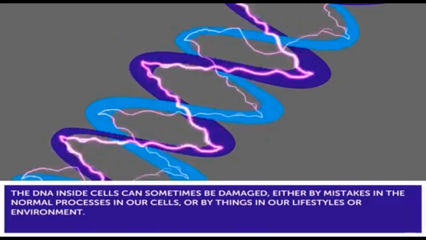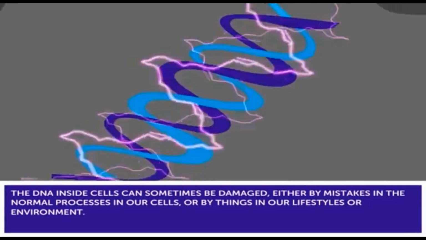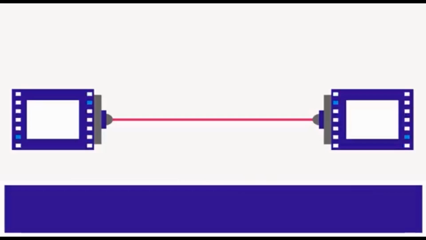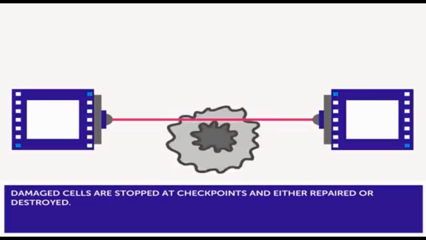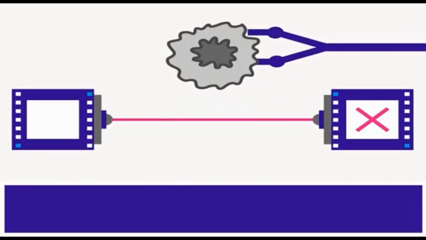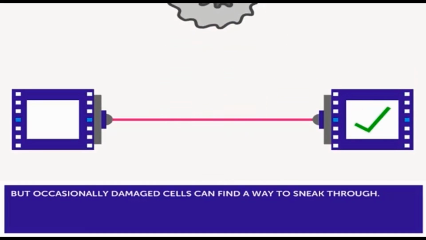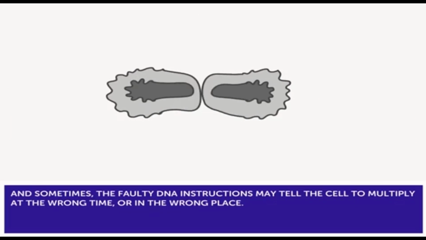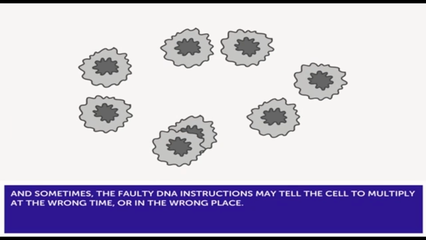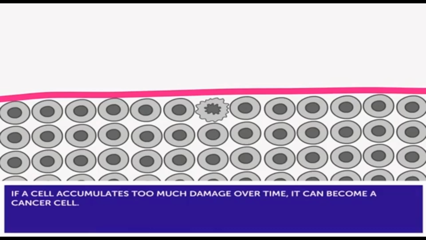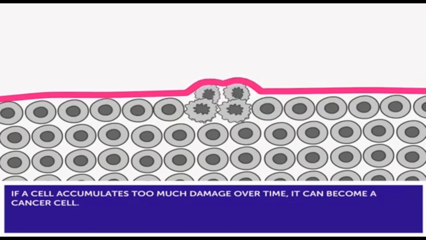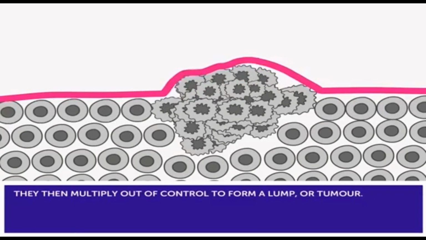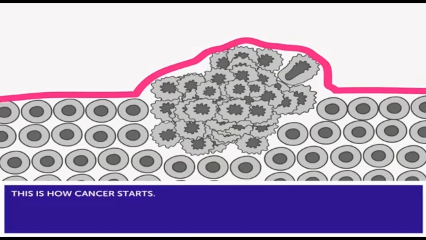The DNA inside cells can sometimes be damaged, either by mistakes in the normal processes in our cells or by things in our lifestyles or environment. Damaged cells are stopped at checkpoints and either repaired or destroyed. But occasionally damaged cells can find a way to sneak through. And sometimes the faulty DNA instructions may tell the cell to multiply at the wrong time or in the wrong place. If a cell accumulates too much damage over time, it can become a cancer cell. They then multiply out of control to form a lump or tumour. This is how cancer starts.